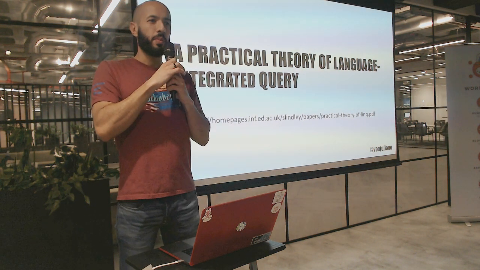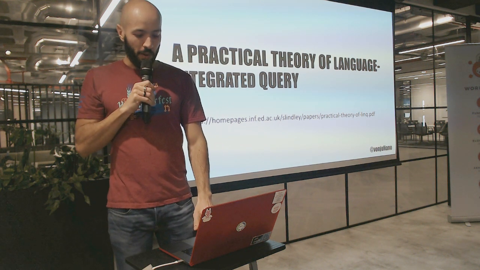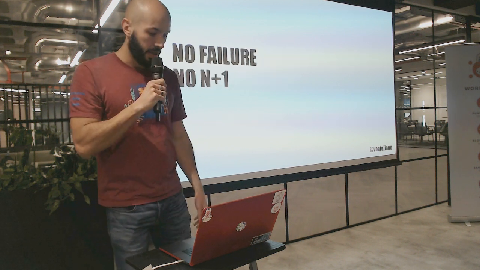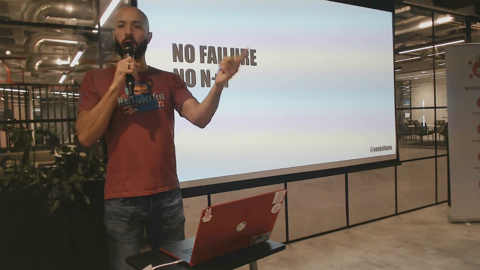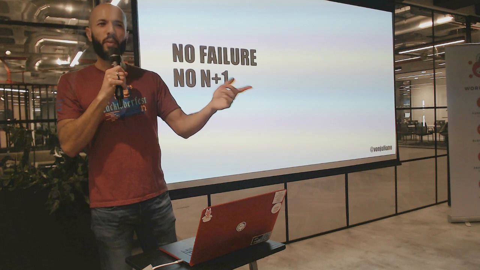It's in F sharp. I think you're going to like it. And I'm going to give you a quick summary. This whole paper tells you two things. No failure when you're generating your SQL. No N plus ones. I'm talking to you, Hibernate. No N plus ones. Rails as well, right?